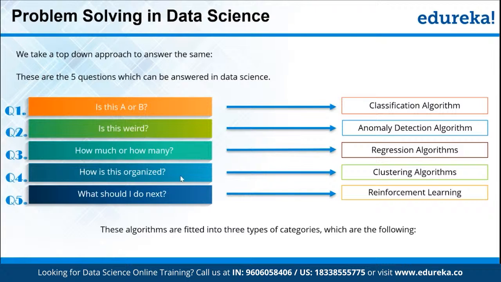Okay, how is this organized? That's a clustering algorithm, as in when someone says, I have these users, these are the preferences of different users, create groups out of it. Then this is nothing but clustering. And what should I do next? That's nothing but reinforcement, where machines start learning on their own. So when it comes to data science, it's about classification, anomaly detection, regression, clustering, and reinforcement. As a data scientist, you need to know all these algorithms in detail, like how these algos work and what the best way is.